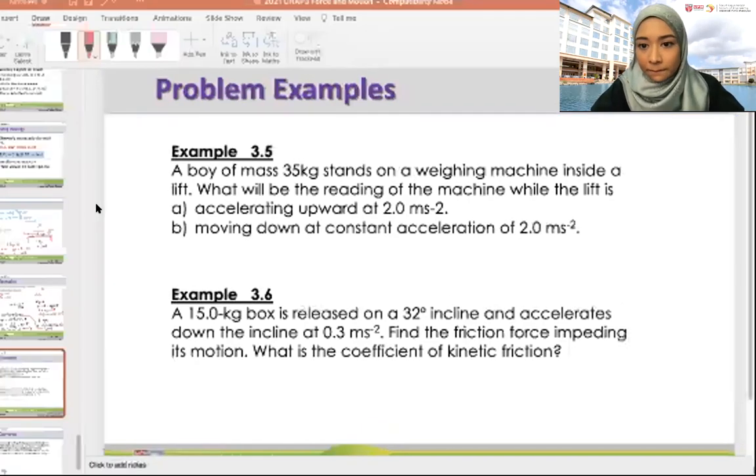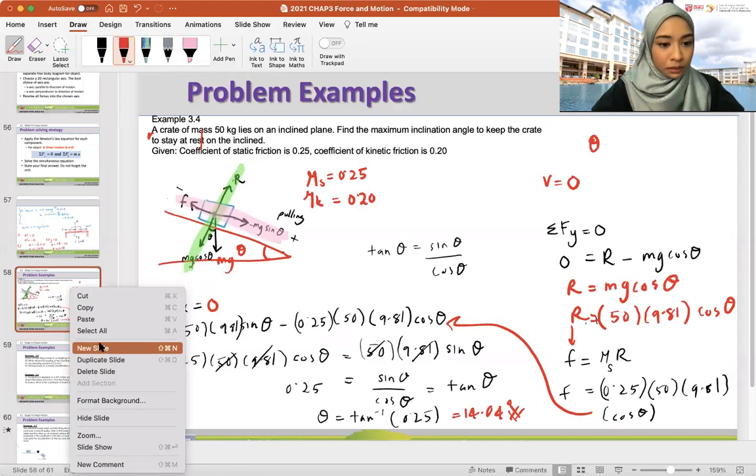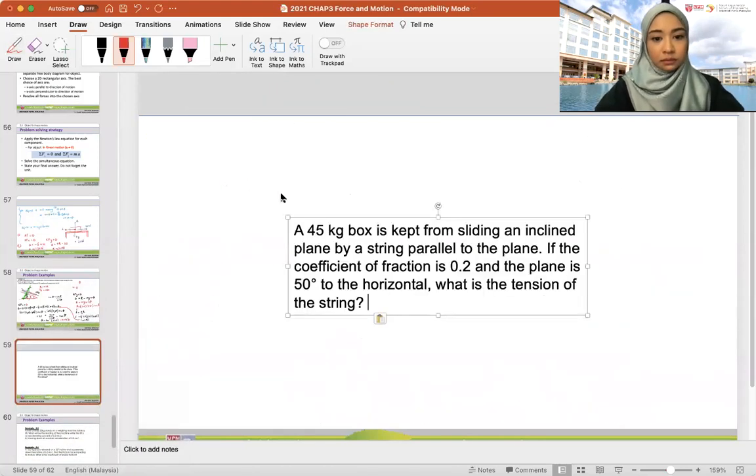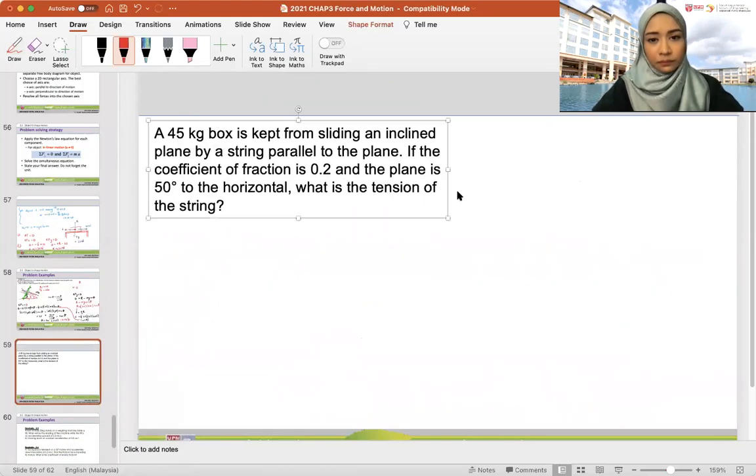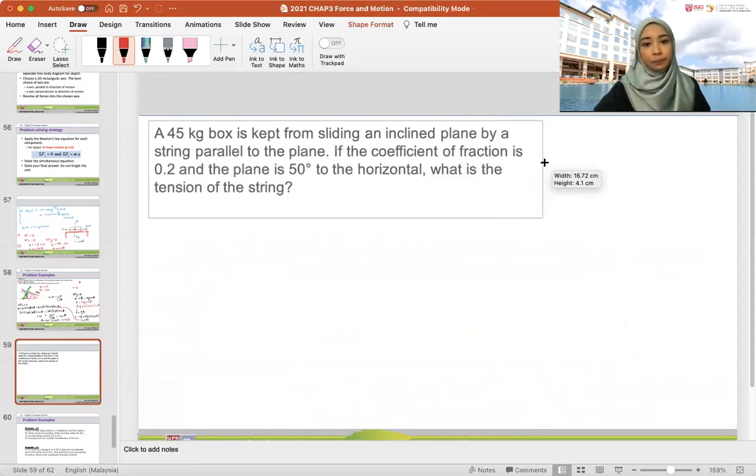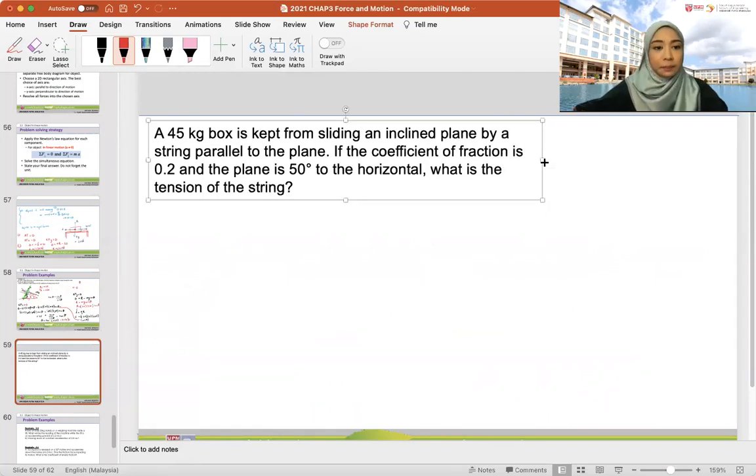Okay. One more. New slide. Okay, pasal inclined plane lagi, a box on an inclined plane. A 45 kilogram box is kept from sliding an inclined plane. Again, it's trying to stay at rest by a string parallel to the plane.